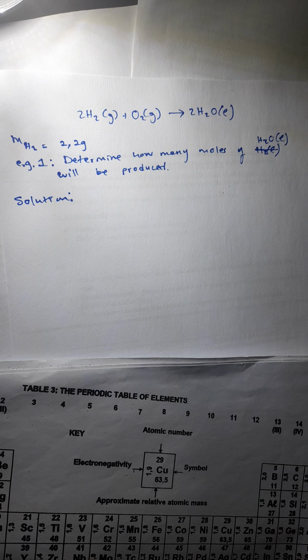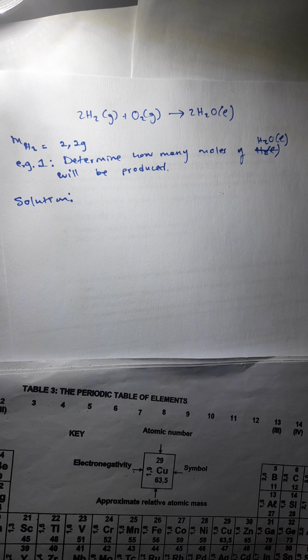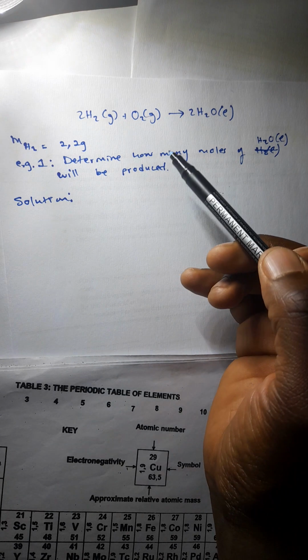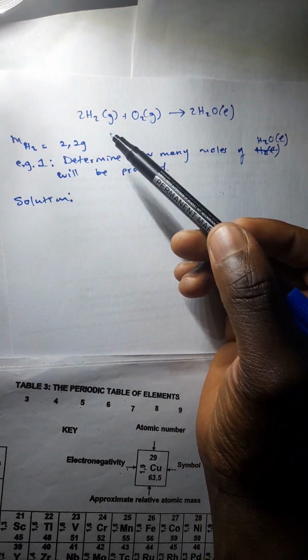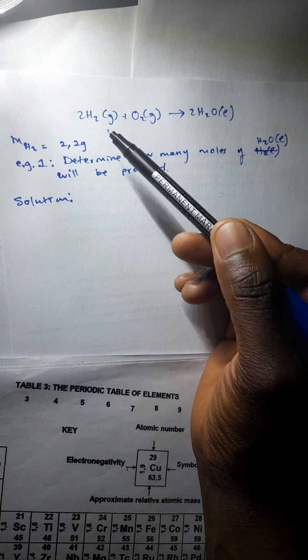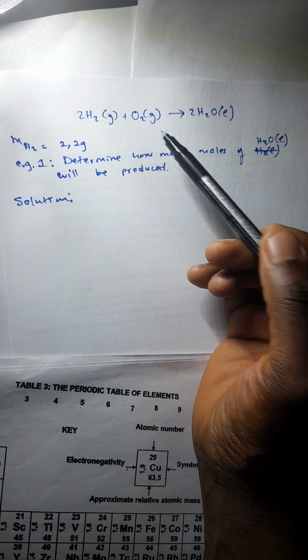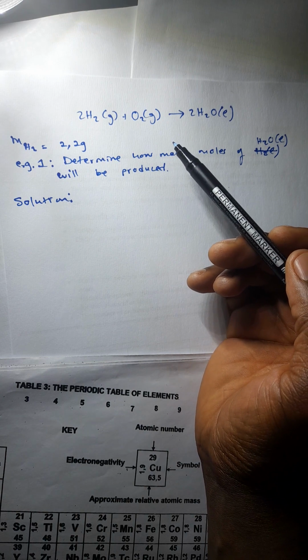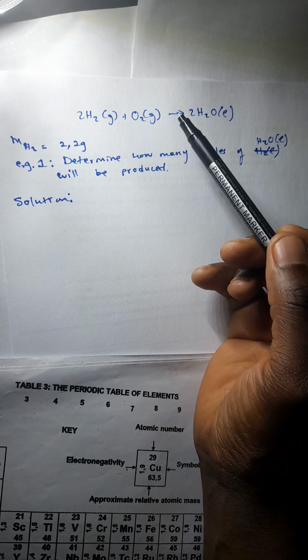I'll be carrying on with quantitative aspects of chemical change. Today we are looking at a given equation. You can see this is the formation of water. Hydrogen gas reacts with oxygen gas to give you water liquid. Now, you can see this equation is balanced already.